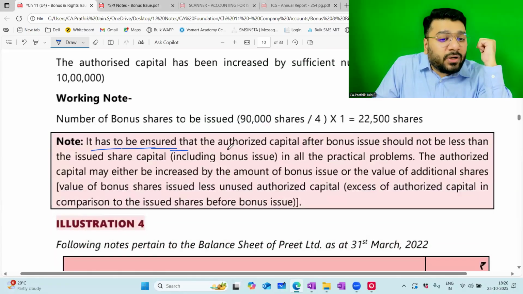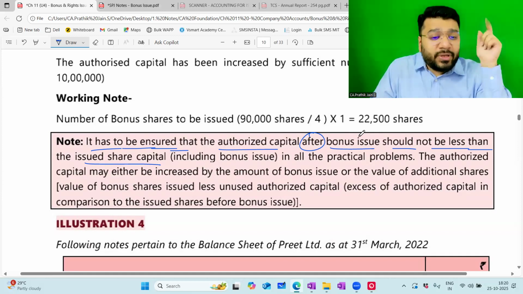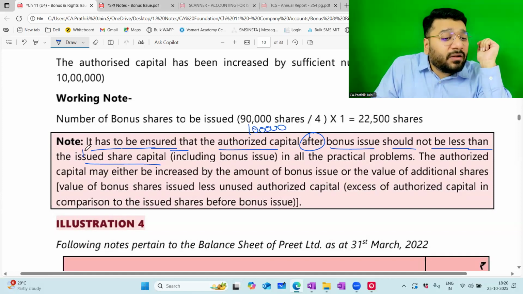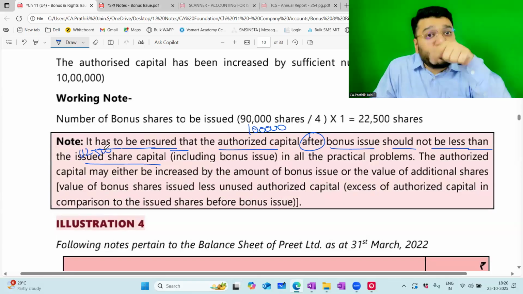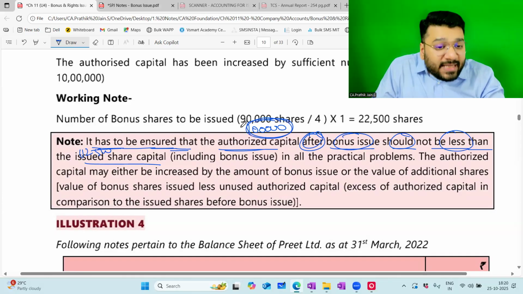It has to be ensured that the authorized capital after bonus should not be less than issued share capital. Now here, what is my authorized capital? 1 lakh. What is my issued share capital? 1,12,500. This should not happen, they're telling. It has to be ensured that your authorized capital, 1 lakh shares, after bonus issue should not be less. But in this case, it is less.